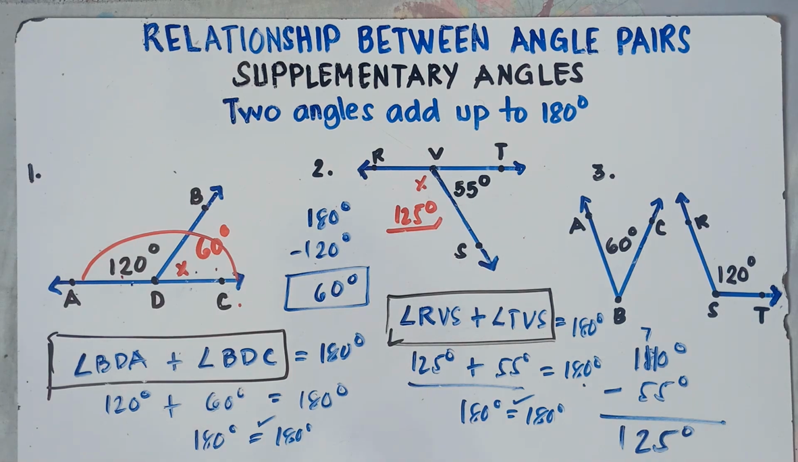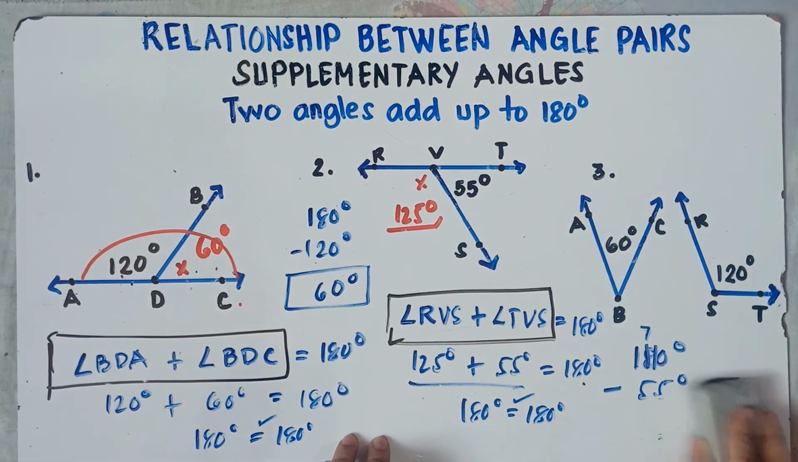Yep, that's correct, if they add up to 180 degrees. So even if the two angles are apart from each other, if the sum is 180 degrees, we can always call the two angles supplementary angles, class. Always remember that one. Even if the two angles are apart from each other, if they add up to 180 degrees, the two angles are supplementary angles. Alright, so let's add this up.